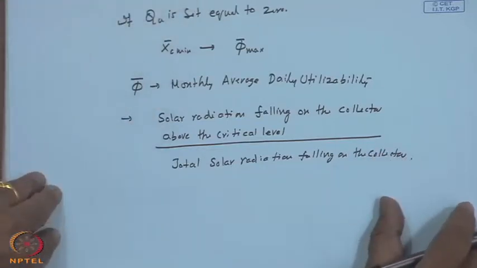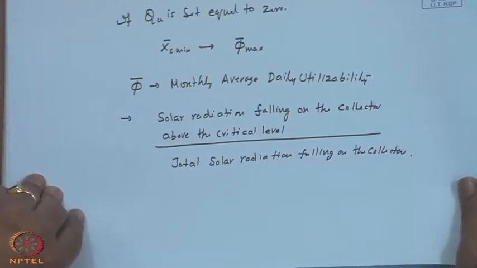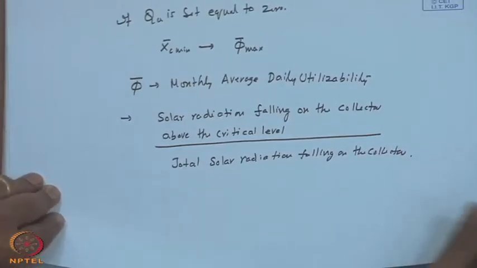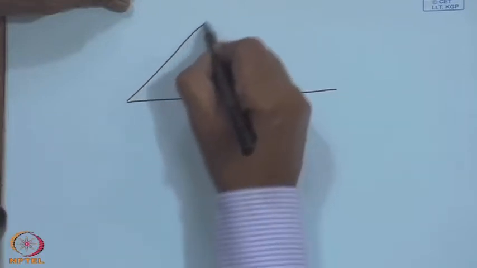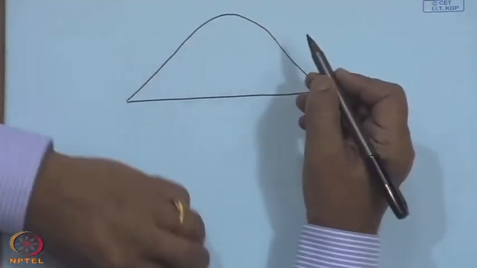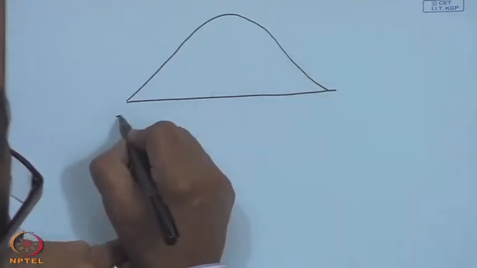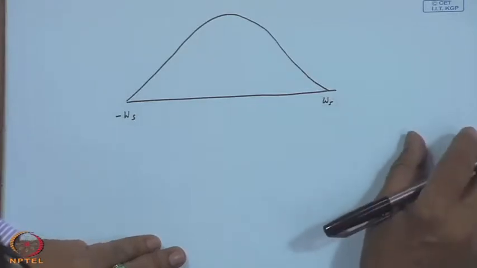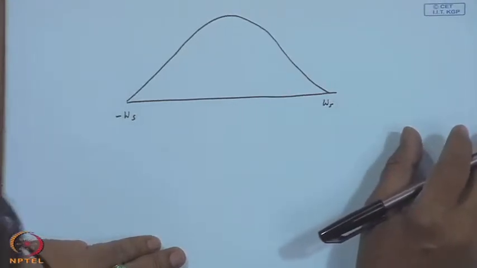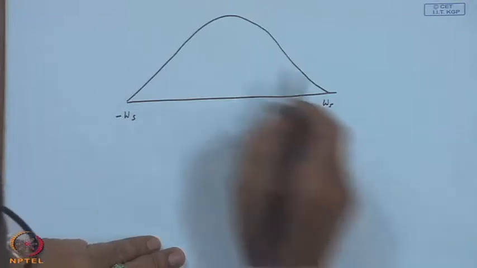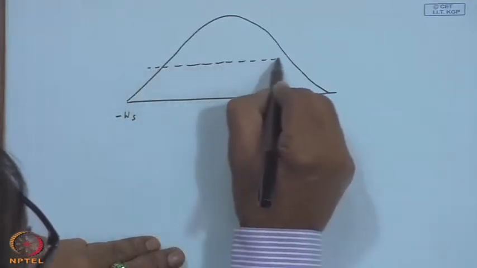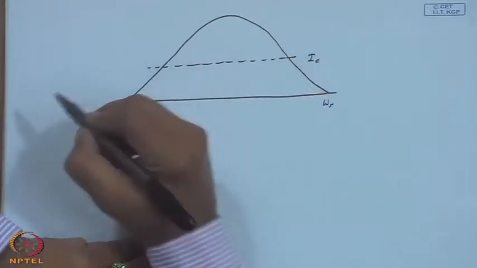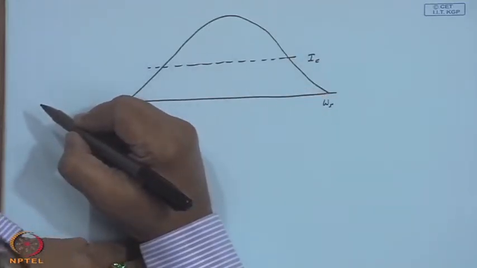The general definition is how much of the solar radiation is above the critical level compared to the total solar radiation falling on the collector. Pictorially, if this is some sort of distribution, it does not have to be smooth; it can be cloudy, etcetera. This is minus omega s to plus omega s. This is the solar radiation distribution. It does not have to be symmetric if the collector is not facing south, and this is my I C, that is the critical level which we are talking about.